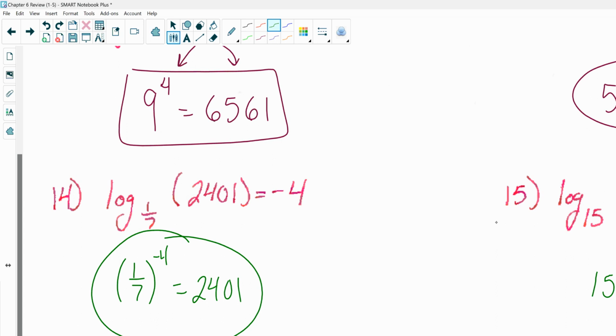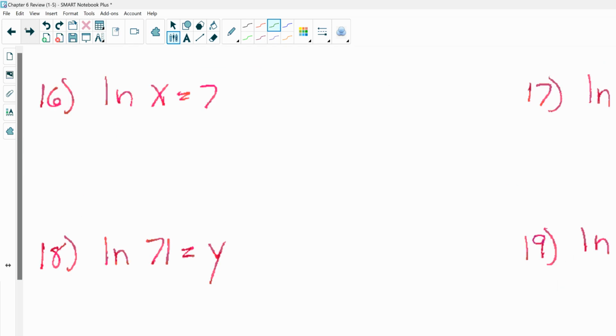Log base 15 of x equals 15. Then we don't have to write it, but here we do need that 1. Questions on 12 through 15? What would number 16 be?